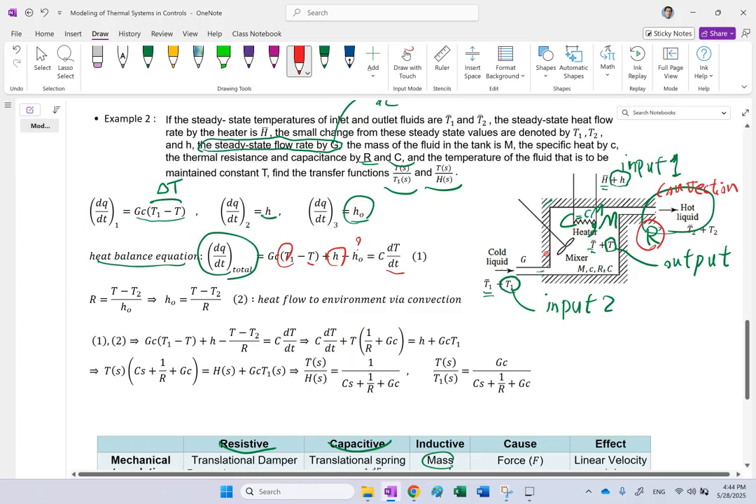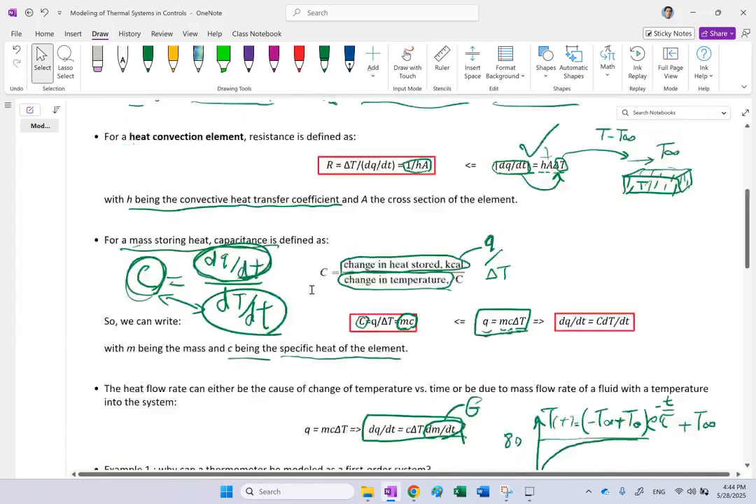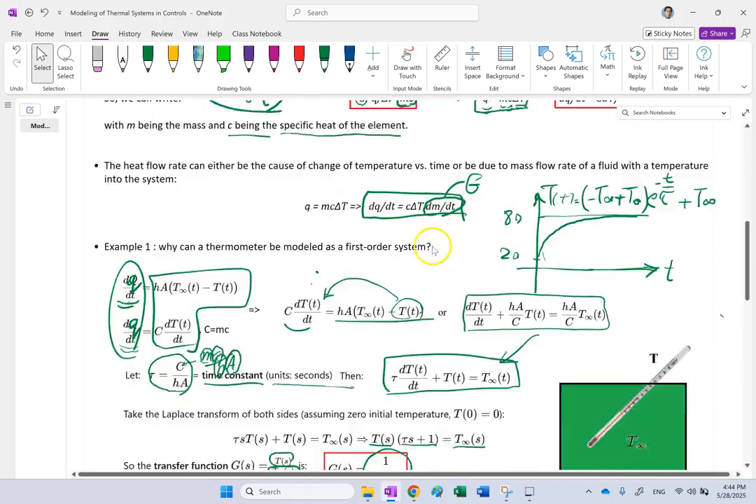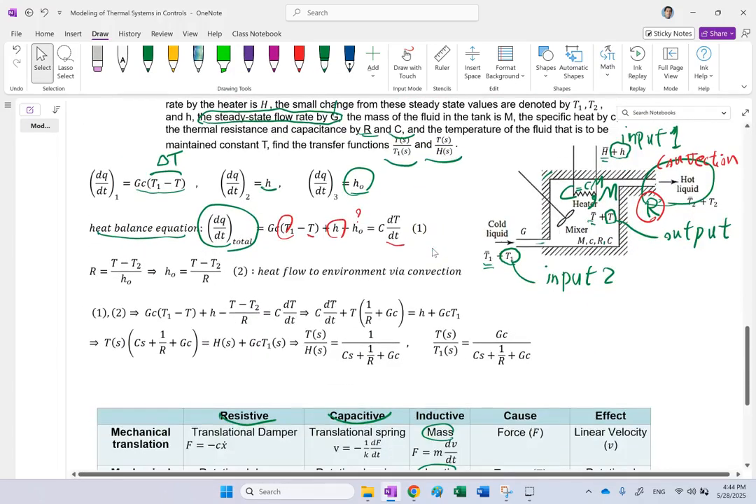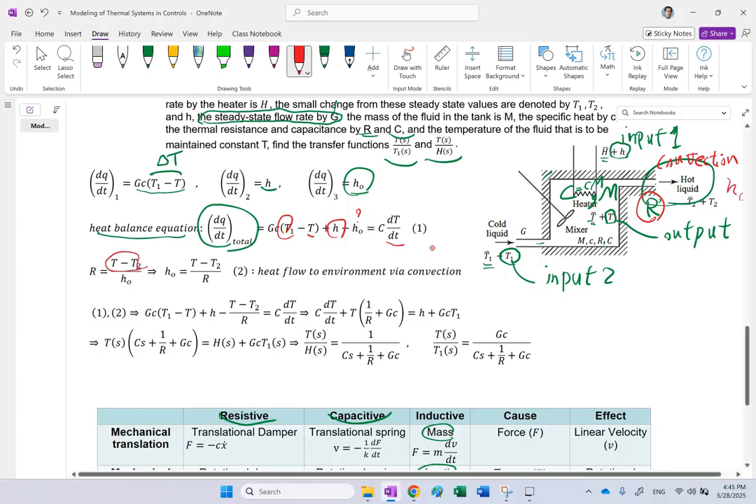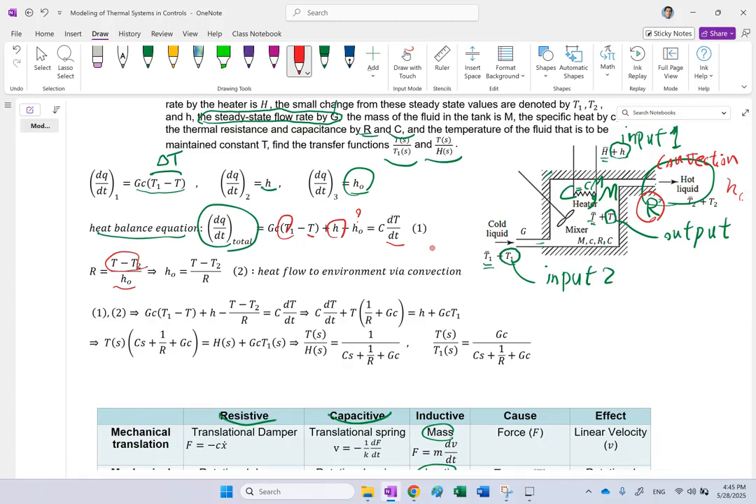So what is the resistance? If you remember, the resistance formula was delta T over the heat flux. So in this case, what is delta T? It's the difference between T and T2, over the heat flux out, which is H0. That is the resistance. Now, how much was that resistance? It was 1 over HA for a convection, and we can consider it.